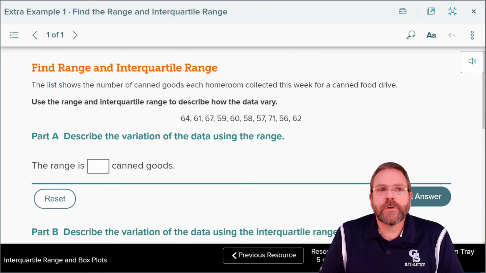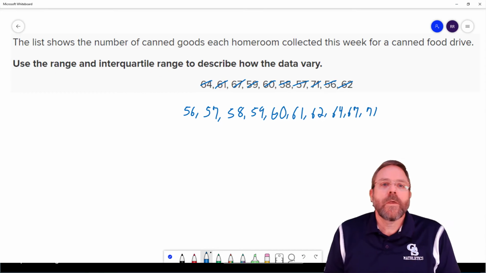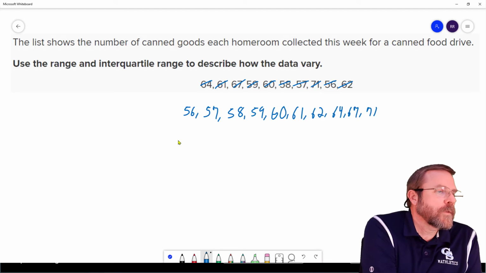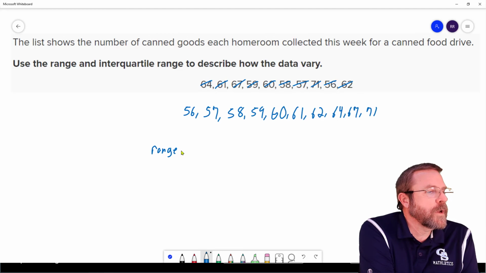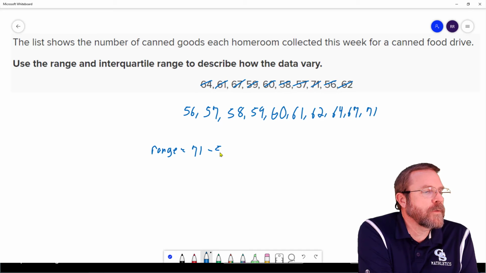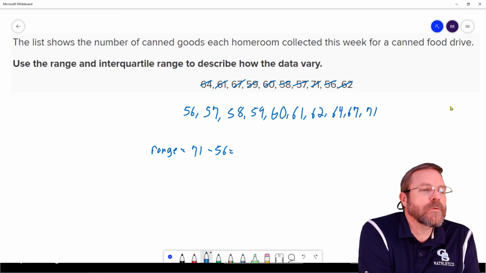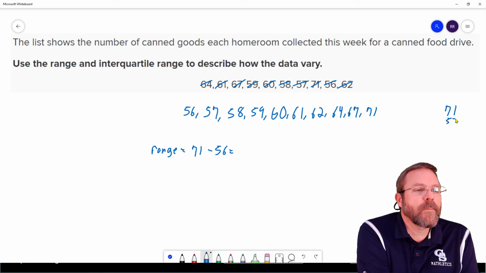Now it's going to be your turn. Go ahead and pause the video again and work on extra example number 1. Alright, I've taken my data set and put them in order from least to greatest, and the first question they have for us is what is the range going to be. The range is of course going to be the greatest data value minus the least data value. Let's stack them on top of each other to make that math a little simpler.